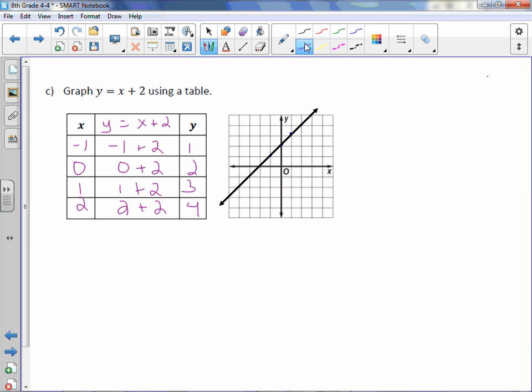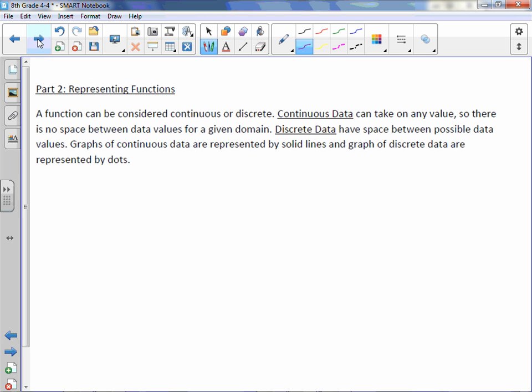And that is it. It doesn't ask us to interpret anything, so we're good to go. A function can be considered continuous or discrete. Continuous data can take on any value, so there's no space between data values for any given domain.